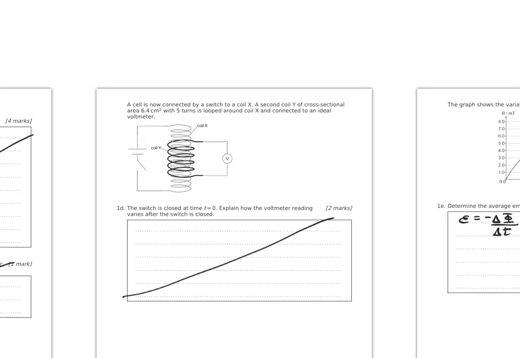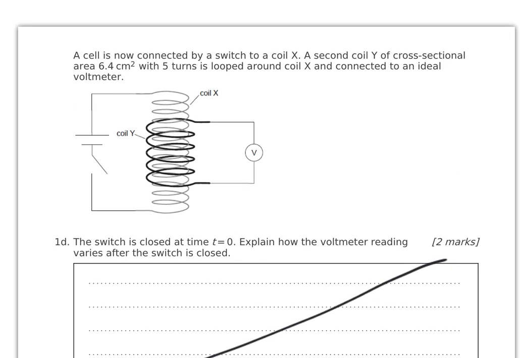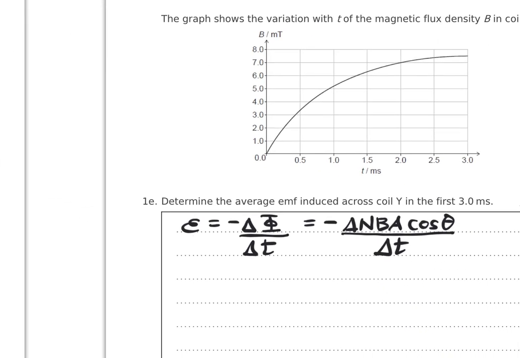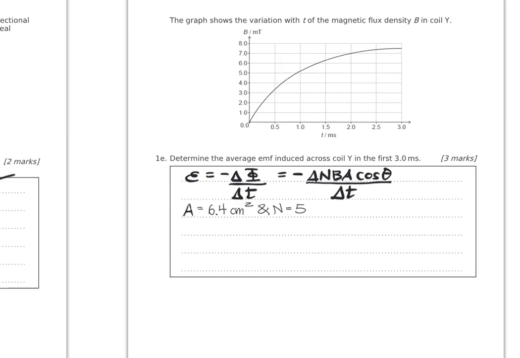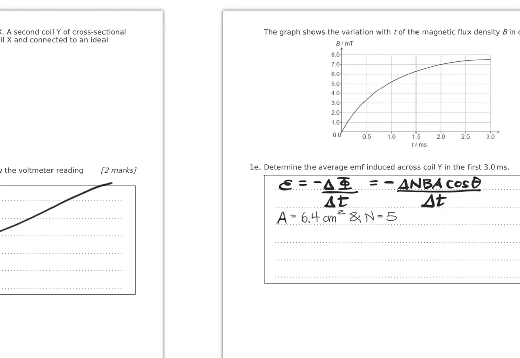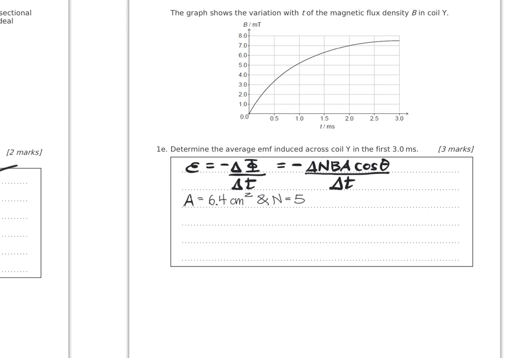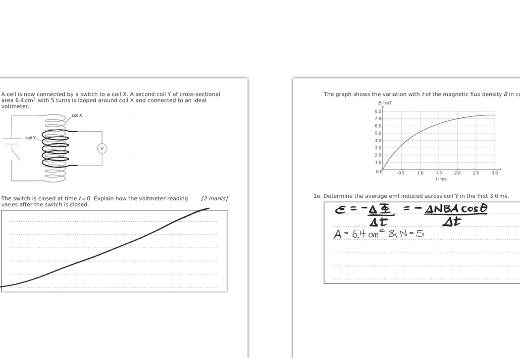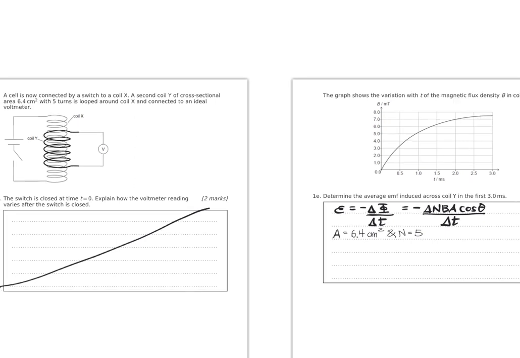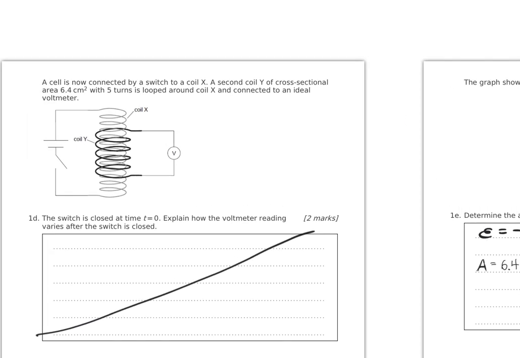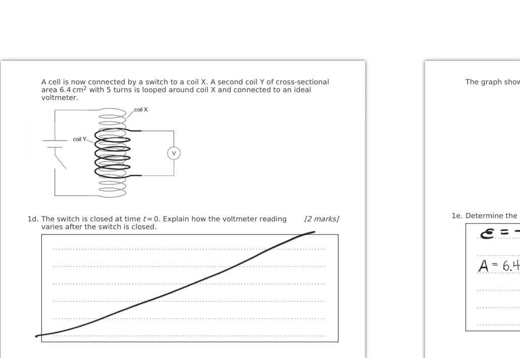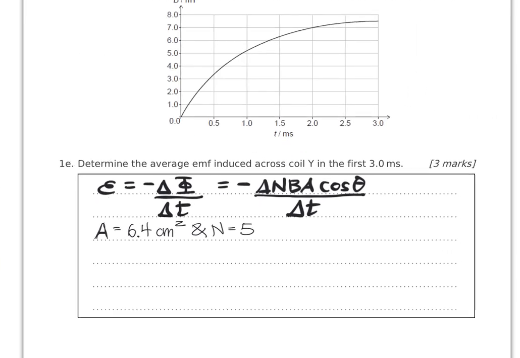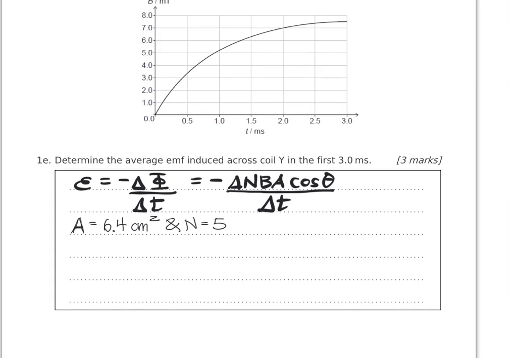So let's see, how many coils are there in our loop? This is second coil of cross-sectional area 6.4 centimeters squared. So let's write that down. And I believe it said that there were 5 turns in the coil. Yes, 5 turns in the coil. So we know the area and we know N. Also, the way the coils are nested, the magnetic field from coil X and the area vector of the coils Y are parallel to each other, so that cosine of theta is going to be equal to 1.